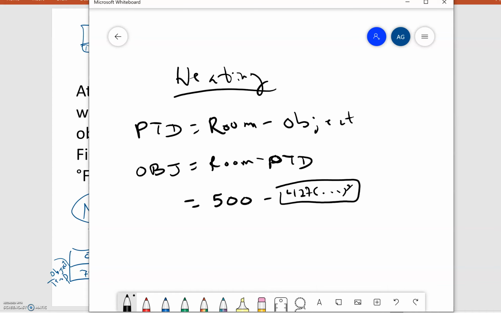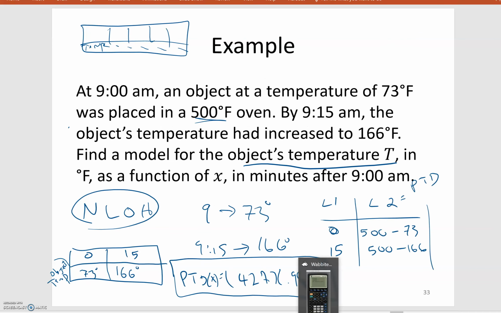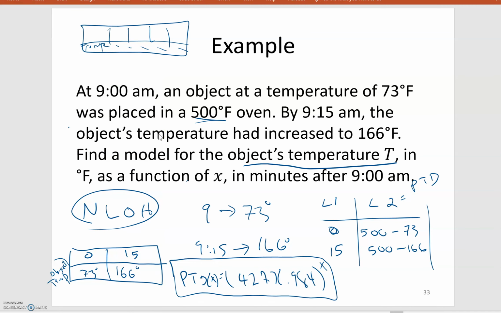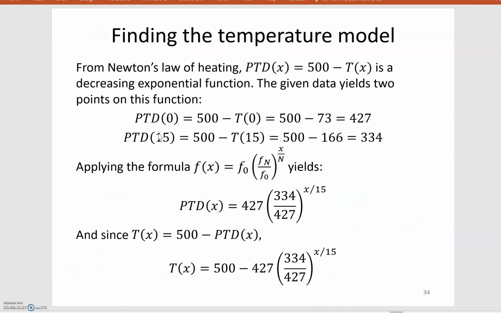500 degrees is the temperature of the oven. So when I say room, I mean oven. All right, so we just need to do that in the calculator, which means I will go to second, insert 500 minus, and now we actually have our object temperature function. So if I put in an x value, that'll give me the temperature of the object after so many minutes.